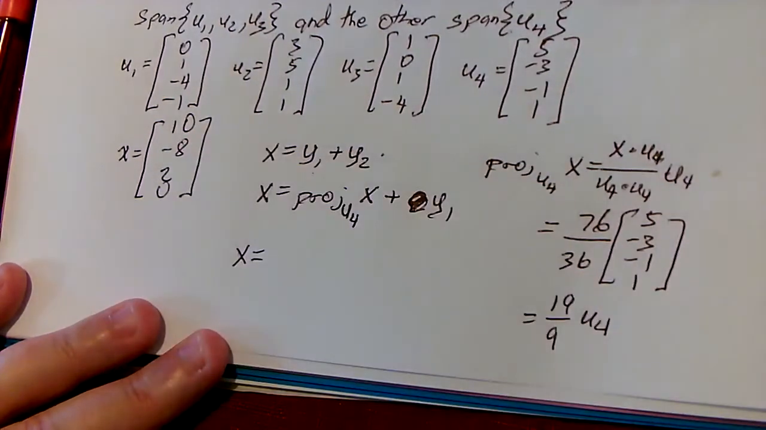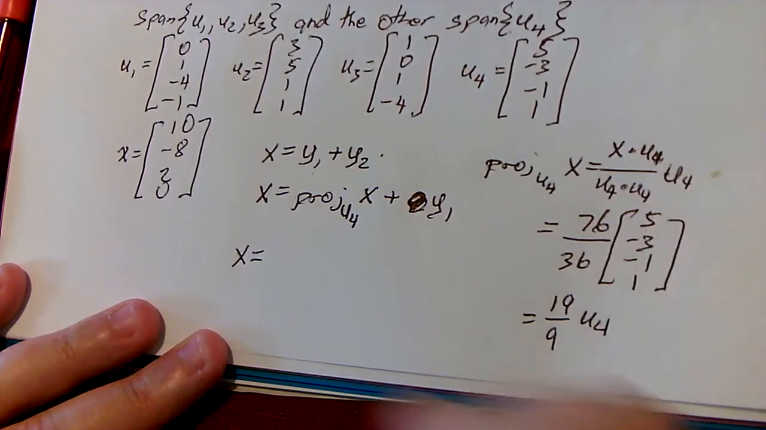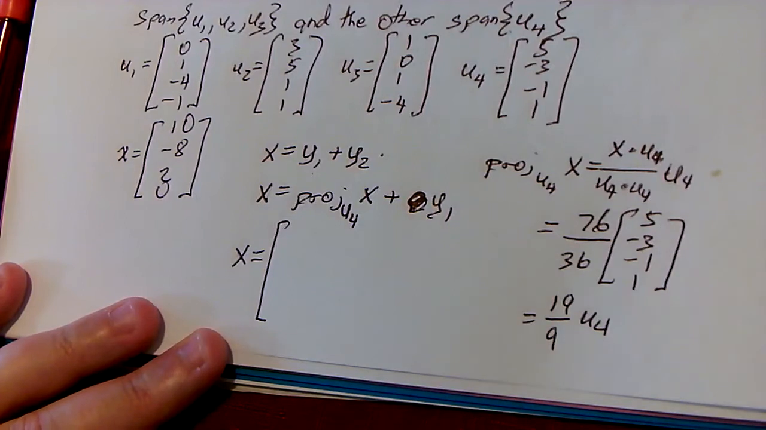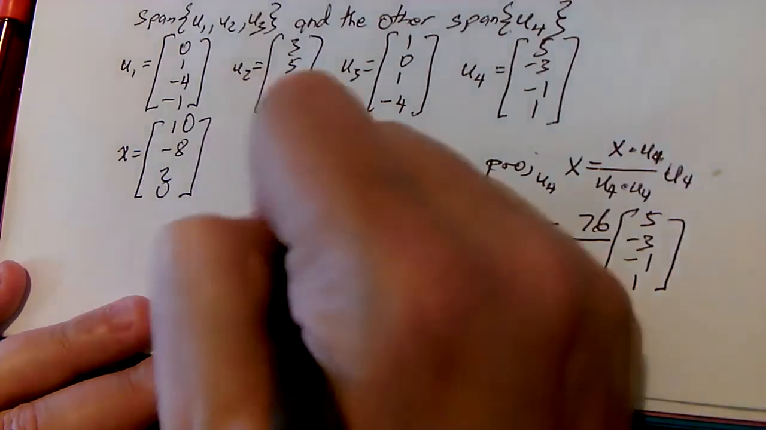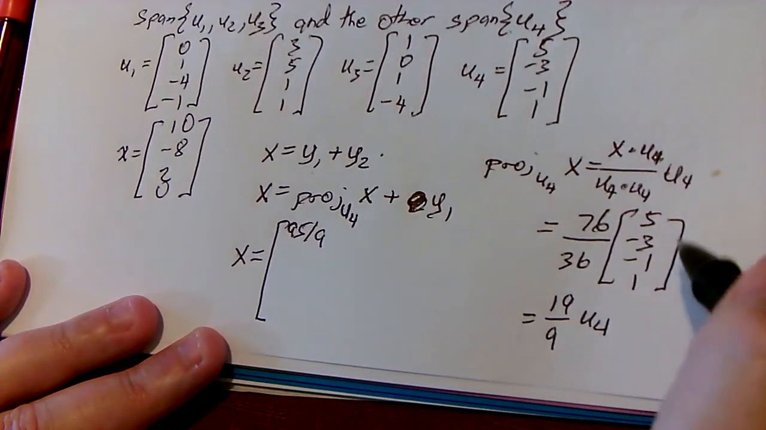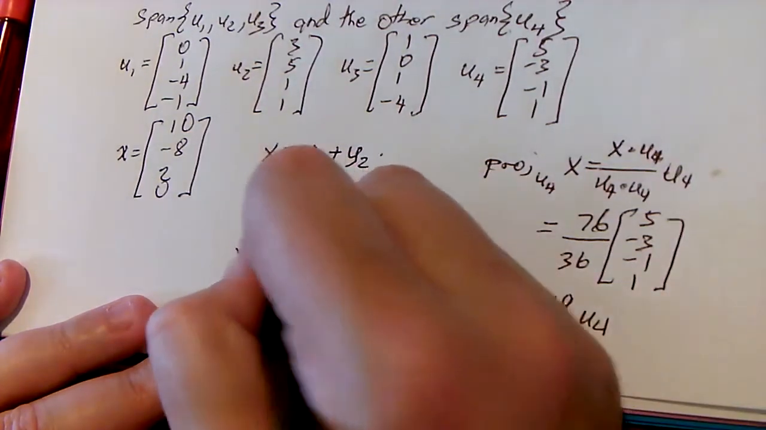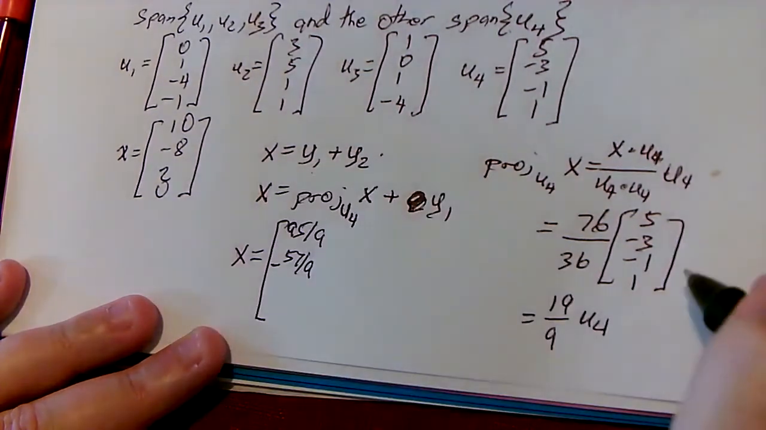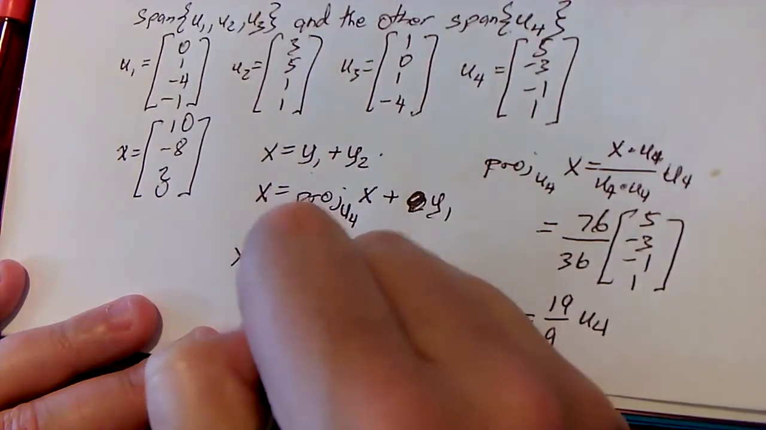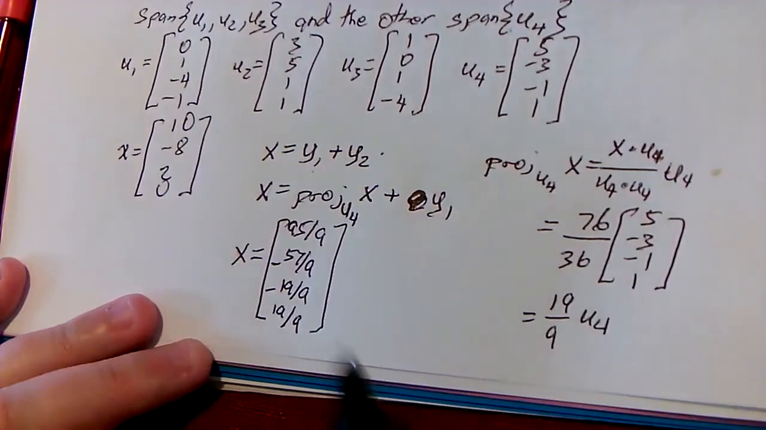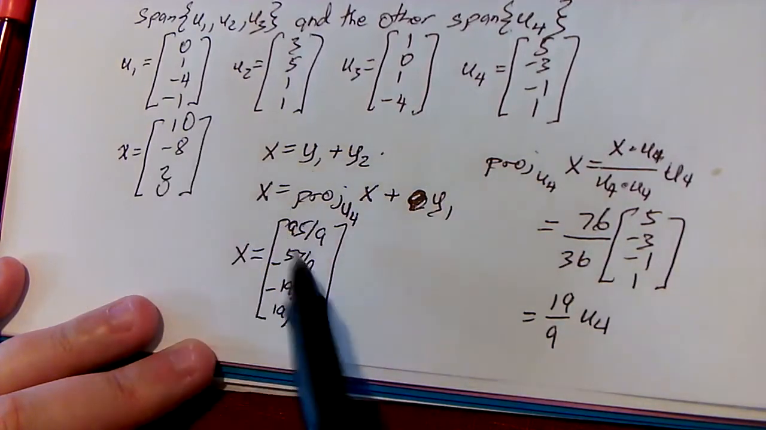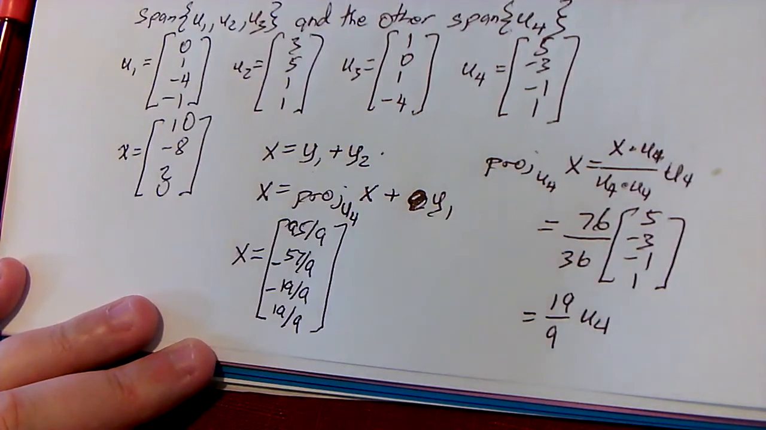So x hat is equal to 19 over 9 times 5. Okay, 19 times 5 gets us 95. So I've got 95 over 9 for the first coordinate. 19 over 9 times negative 3, so I'm going to have negative 57 over 9. Negative 1 times that, so negative 19 over 9. And then 1 times that, so a positive 19 over 9. And now I'm subtracting from x.